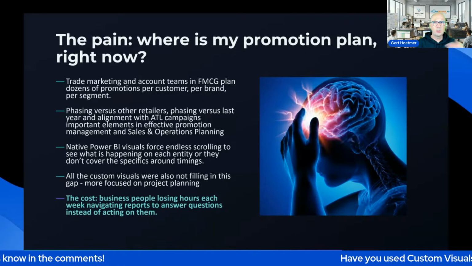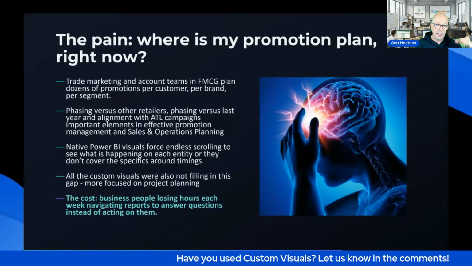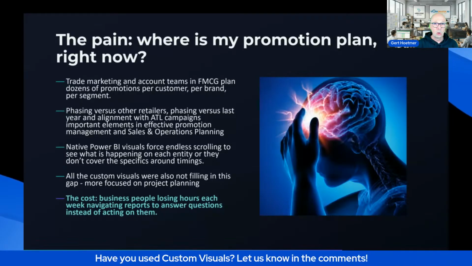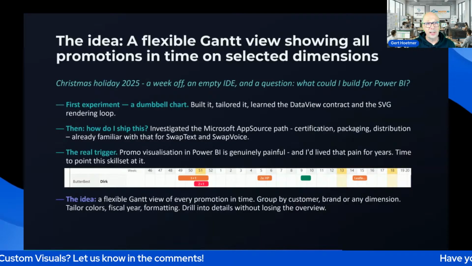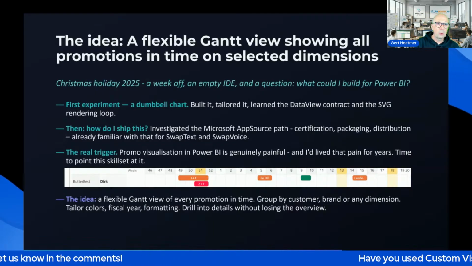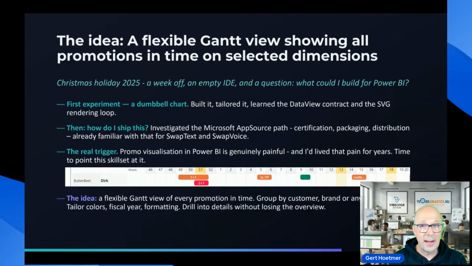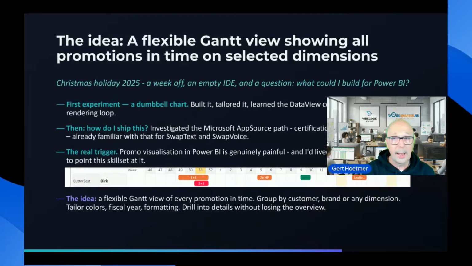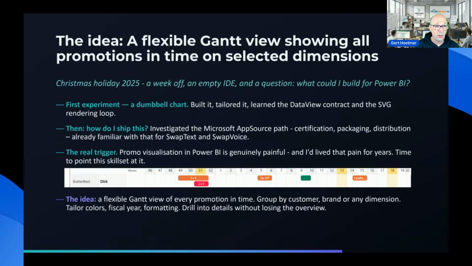So that was kind of the trigger for me once I realized, okay, hey, now I'm probably capable of creating that visual. So the idea was to create a flexible Gantt showing all the promotions on all the selected dimensions. So on brand, on customers, but also on segments, on content, or whatever you could think of, what was in your data. And so my first experiment was the Dumbbell chart.